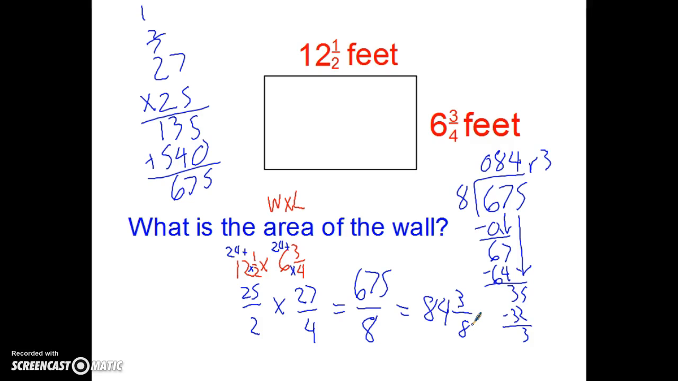Just to double check kind of fast, to see if you're somewhere in a reasonable ballpark, I'm going to get rid of the fraction part and just go 12 times 6, which gets me 72. 84 is somewhat close to 72 because if both of these numbers went up, if I rounded them both up, like if I took the 12 1/2 up to 13 and the 6 3/4 up to 7, that would get me to 91. So my answer should be somewhere between 72 and 91, and that's where we're at.